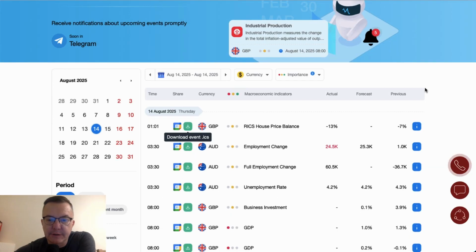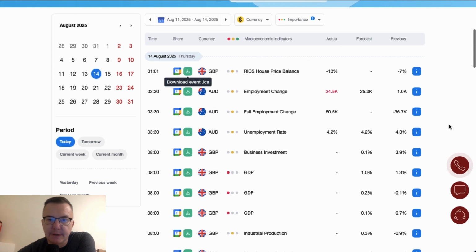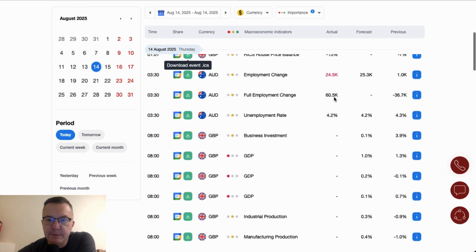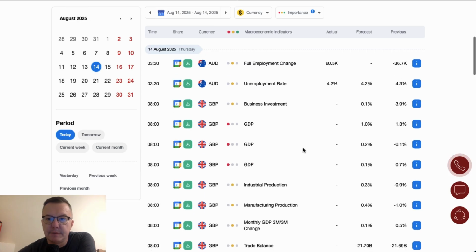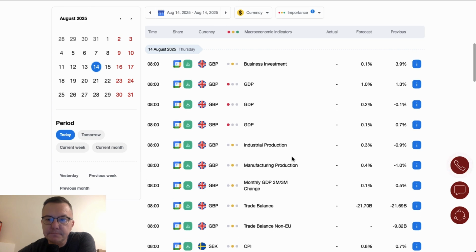Not too many important data releases, but over the night during the Asian session, nevertheless, we got some data from Australia. Employment change up from 1,000 to 24,000 people, full employment change up from minus 36 to 60,000 people, unemployment rate down from 4.3 to 4.2%. We are still waiting for the data from the UK.